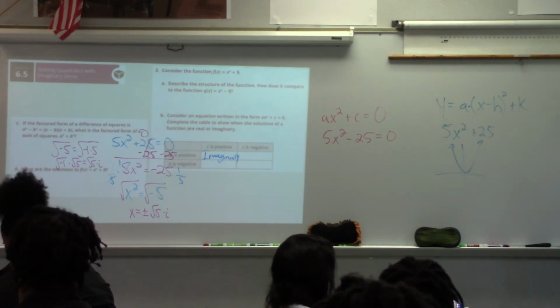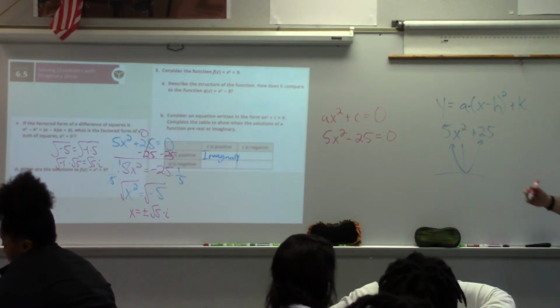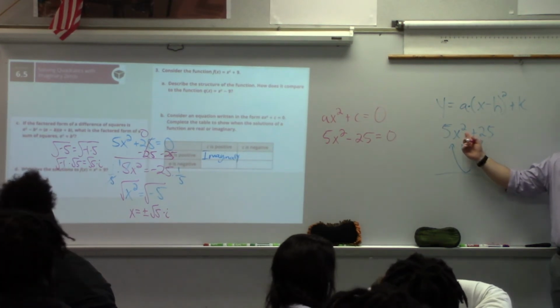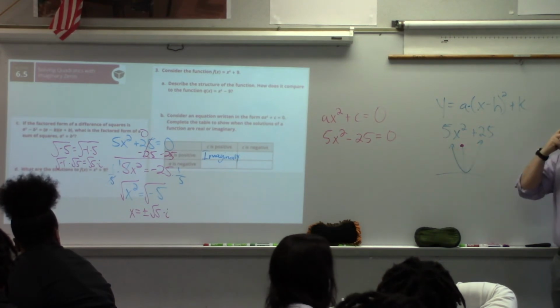It's going to translate to the right 25? Do y'all agree? Translate. Notice it's outside that square, so it's going up. And that's my vertex.